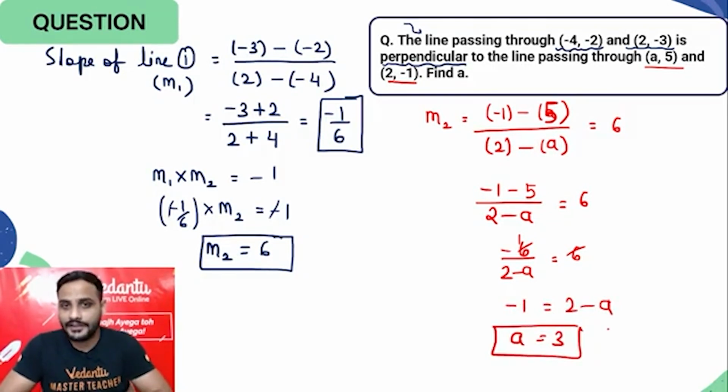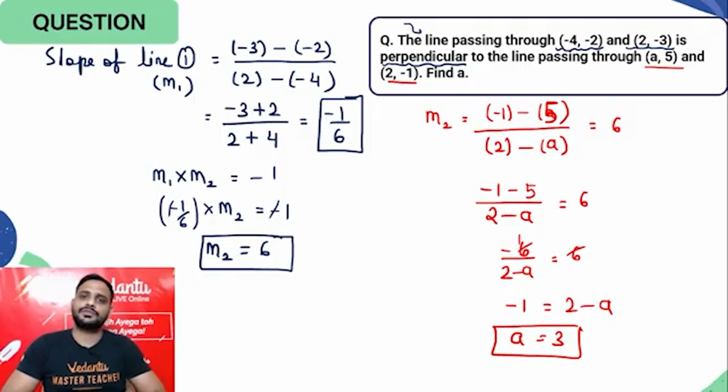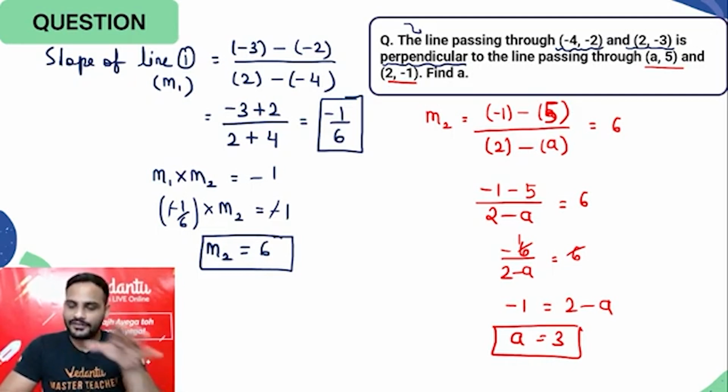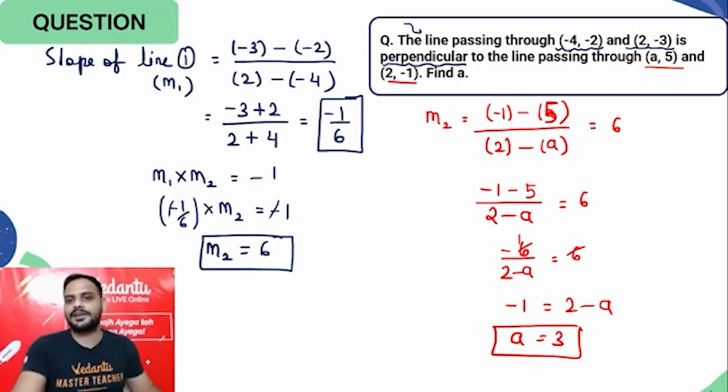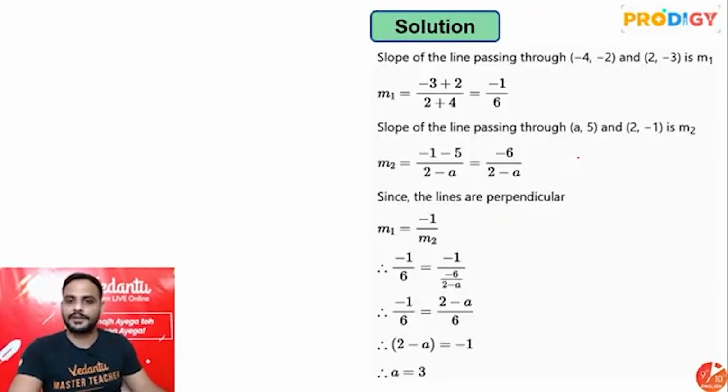What is the value of a? A is equal to 3. As soon as I got to know, guys, that two lines are perpendicular, I knew that the product of their slopes will be minus 1. So in the first line, if I know the 2 points, the slope of that line comes from the direct formula. And for the second line, m1 into m2 is equal to minus 1. From there I got to know that the second line's slope must be 6. Find the second line's slope in terms of a, make it equal to 6. You get a equal to 3.